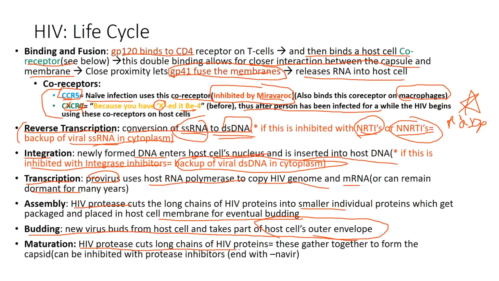This is known as maturation, and this then gathers everything together and forms the capsid and the nuclear capsid around the genome, and then the reverse transcriptase kind of hides out in there, and we can actually block this with protease inhibitors. So the protease is that thing that cuts all these things, and that is all those drugs that end with -navir, and so you never mess with a protease inhibitor. That's how you remember that guy.